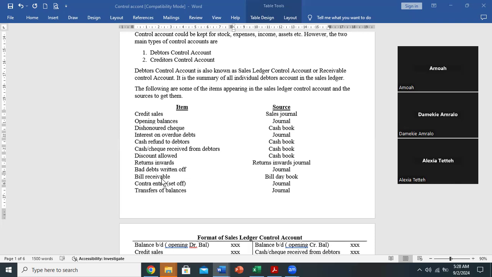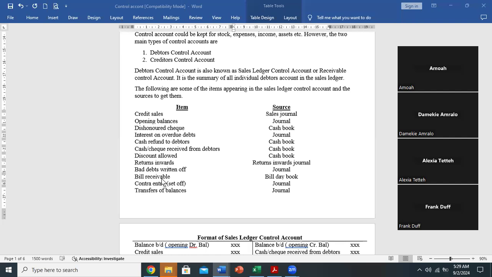So bills receivable is a form of money, if I should say. When you receive that from your debtors, it means they have made payment, right? Just that the payment is not in cash. So bills receivable is also going to decrease your debtors balance. Treat it as cash or check received. Now, contra or set off.